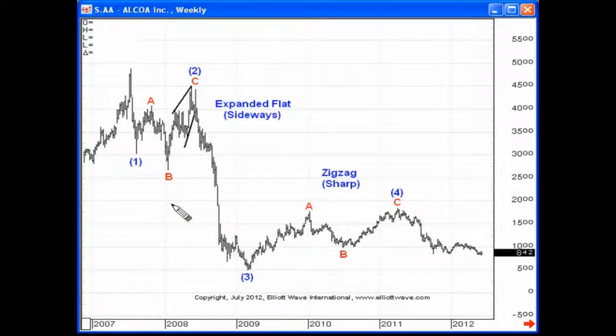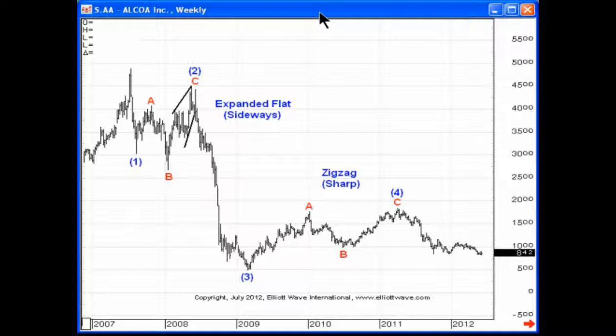Now in a triangle, say a running triangle, wave B of a running triangle will end beyond the origin of wave A. So sideways corrections allow for new price extremes, and they tend to be flats, triangles, or say double or triple threes. Sharp corrections are almost always zigzags, either single zigzags, double zigzags, or triple zigzags.